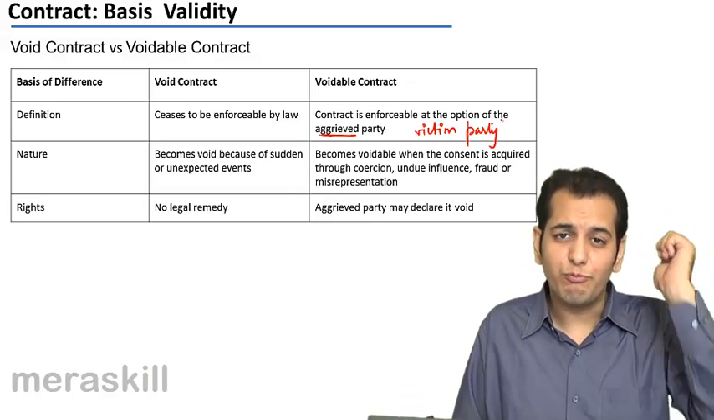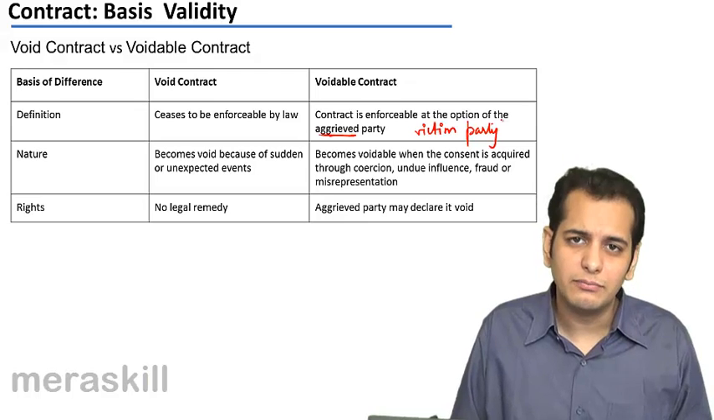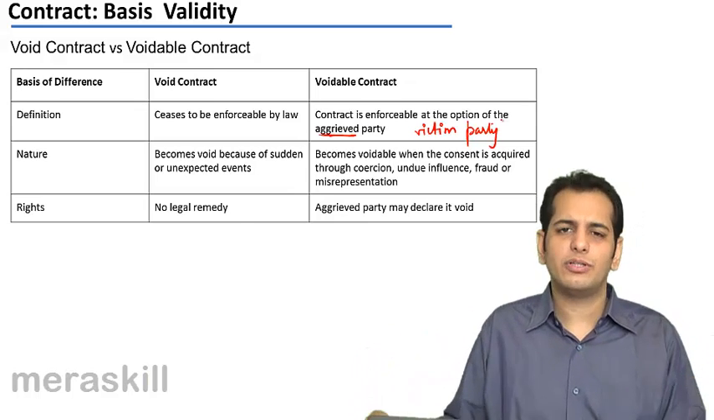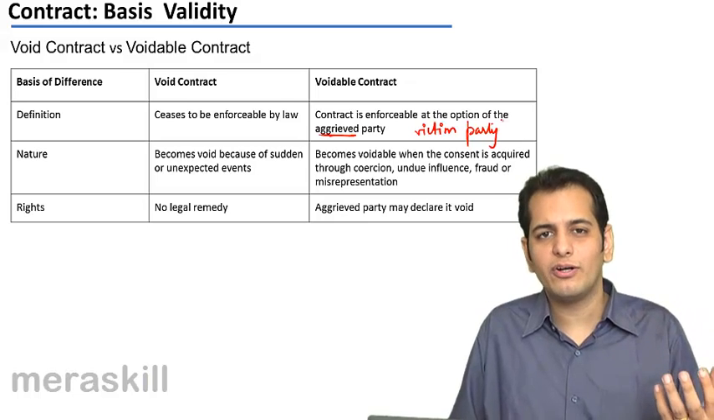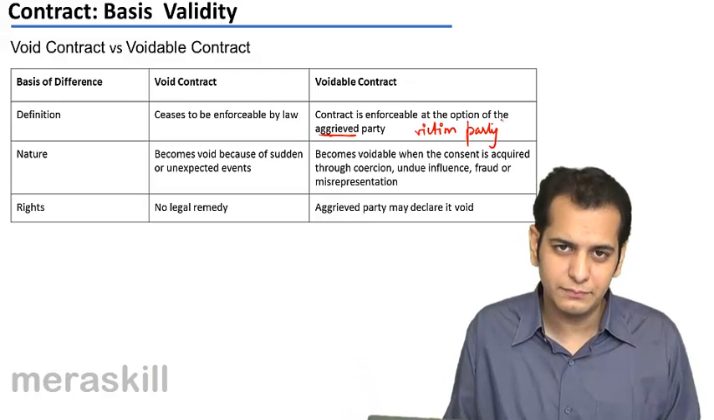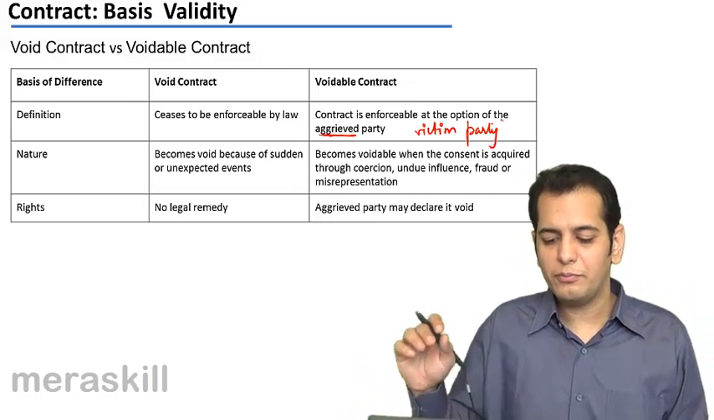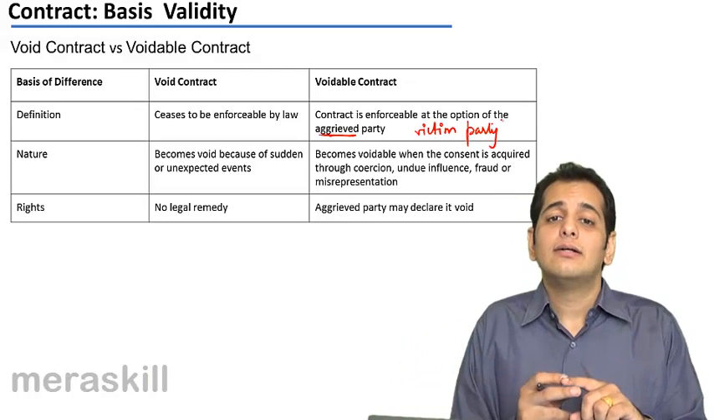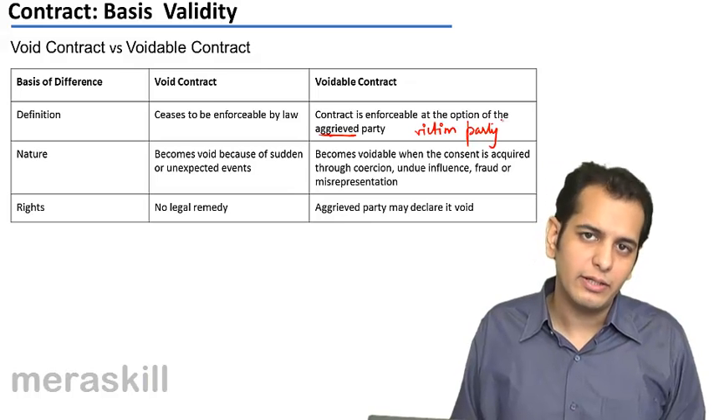That is, some force has been applied on him or cheating has been done to him. So he becomes the victim or the aggrieved party. So, by definition, a void contract is a contract which ceases to be enforceable. It is no more enforceable because some essential is missing from it. A voidable contract is a contract wherein only one party has the right to make it void.